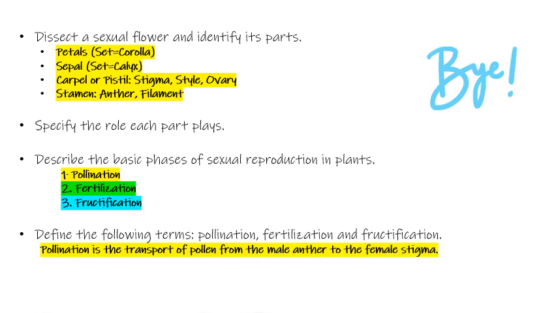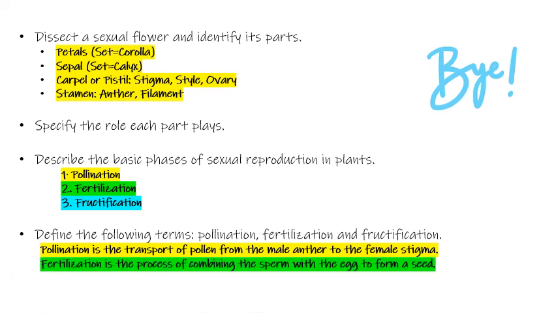Last question, you need to know what pollination means. You know now that pollination happens when the pollen grain moves from the anther to the stigma. Fertilization is when the sperm meets the egg or the ovule to form a seed. It is the process of combining the sperm with the egg to form a seed, or you can say the sperm with the ovule. Fructification is the process of growing fruits. It's when the ovary turns into a fruit.